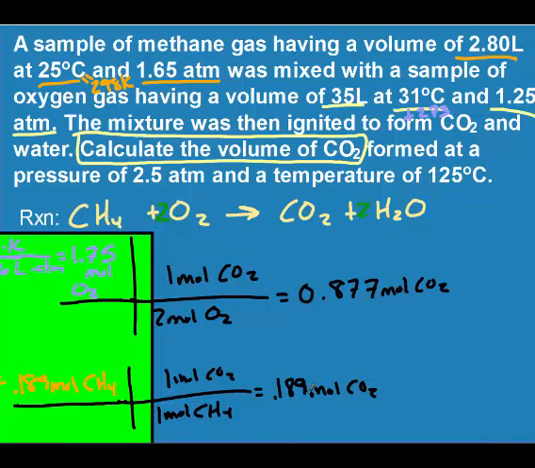So looking at this information, I can see that my methane is my limiting reactant. And this is how many moles of CO2 I'm going to produce because oxygen is in excess. So then I can take those moles and convert to whatever I need my answer in. In this case, I need to convert it to volume. I now know moles, I know pressure, and I know temperature.